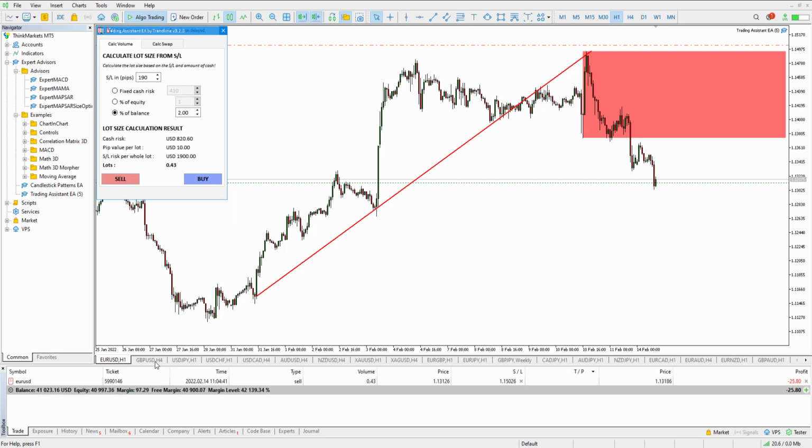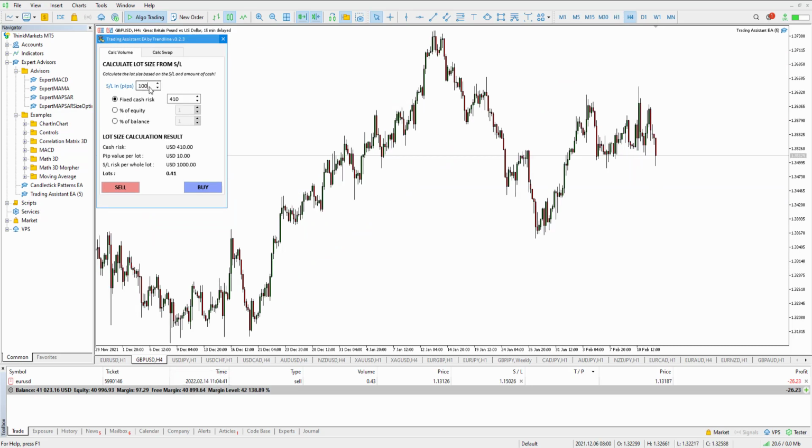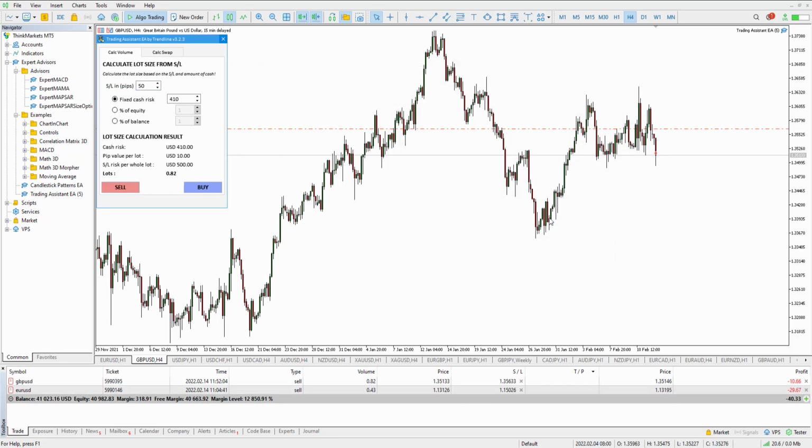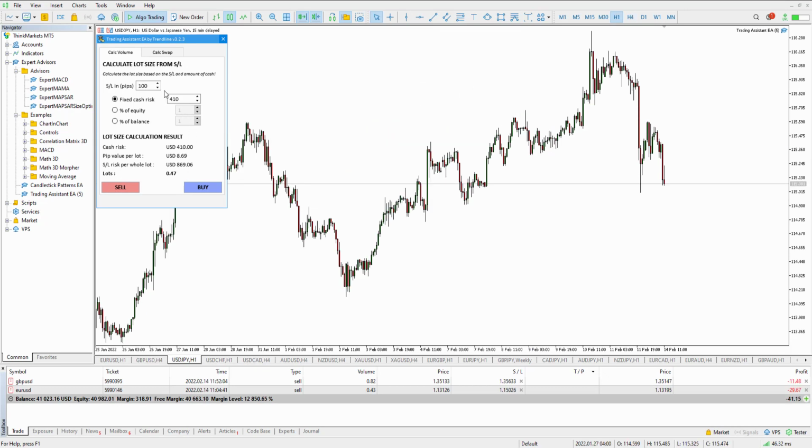You can do the same for each one of the instruments. You just need to type in the stop loss of your trade, then you need to click sell or buy depending on what your analysis says. And as you can see, the trading assistant automatically enters trades for you.